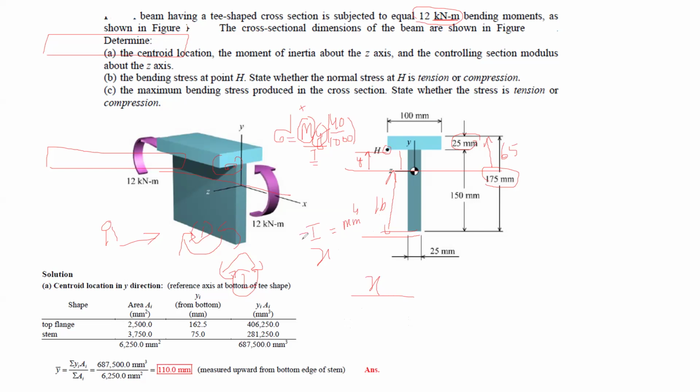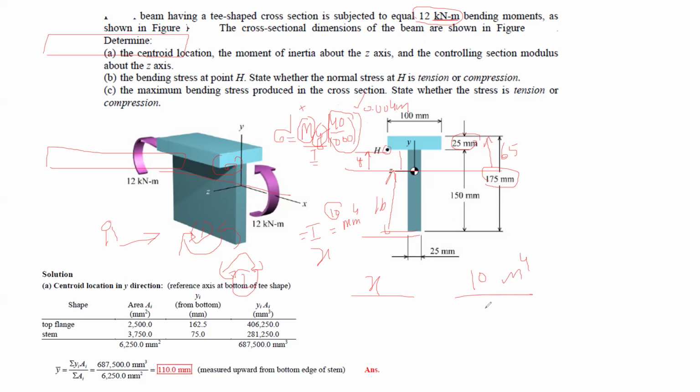Let's say the value of I is 10. I'm just assuming a number. Let's say this is 10 mm raised to power 4. So when I want to convert this 10 into m raised to power 4, what should I do? I need to divide it by 1000, right? Like what I did here. 40 mm, when I divide it by 1000, it will become 0.004 meter, right?